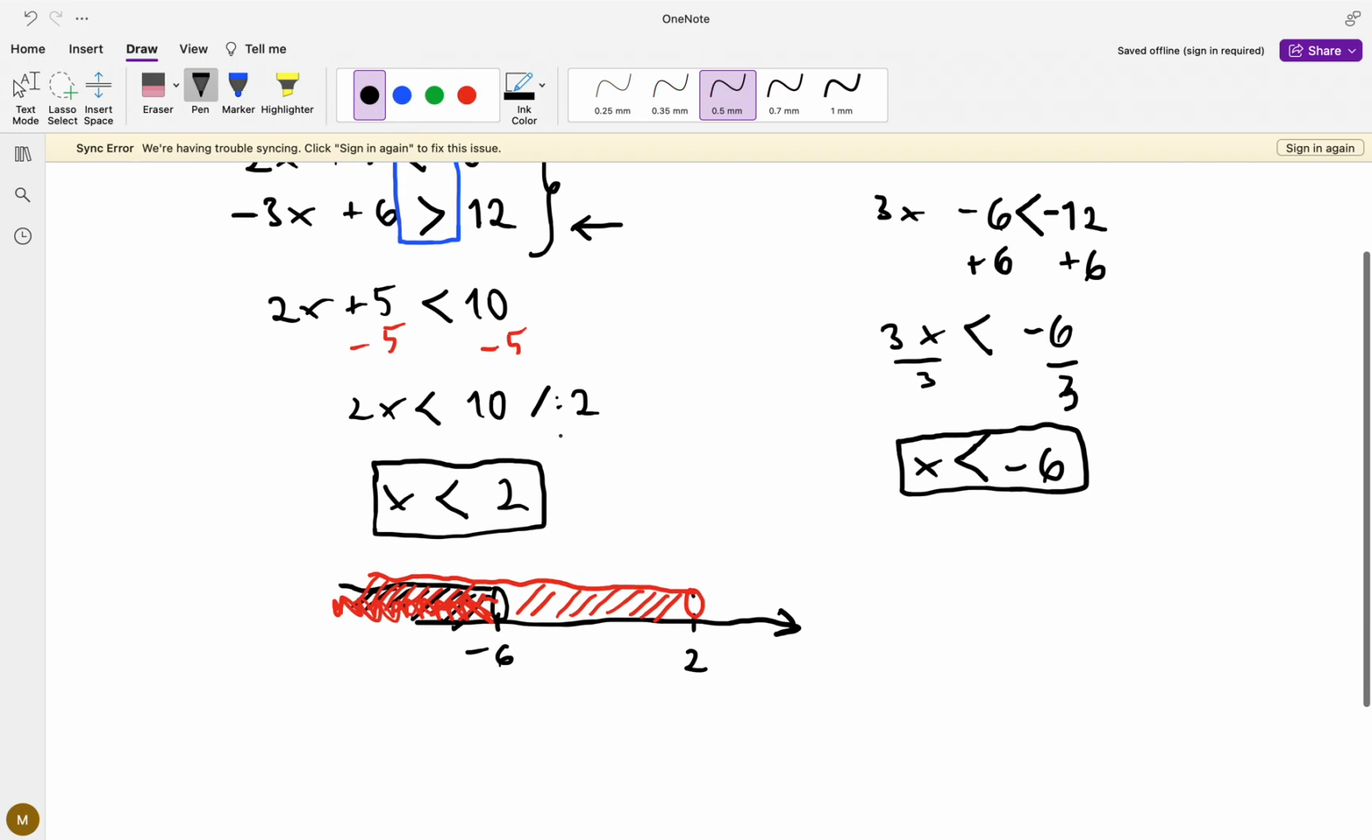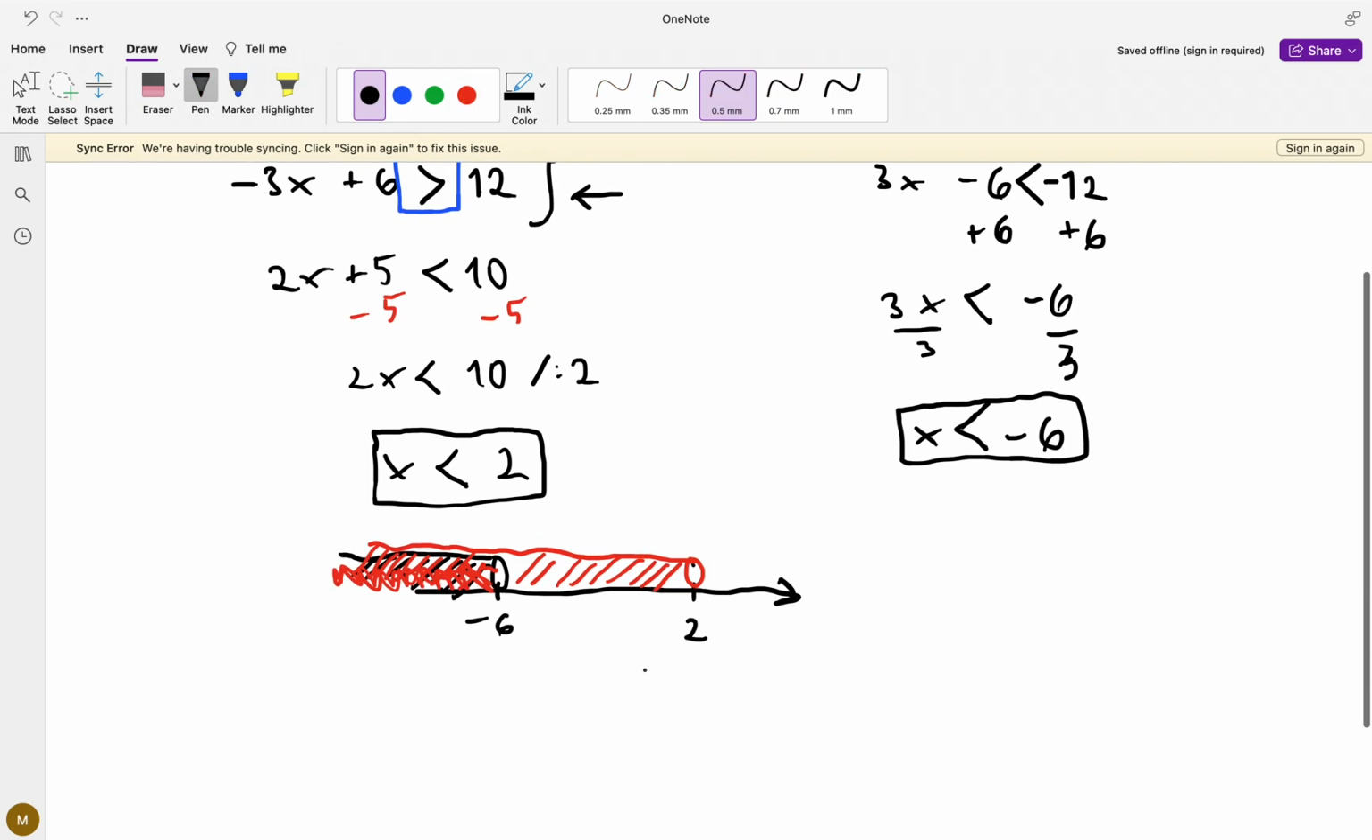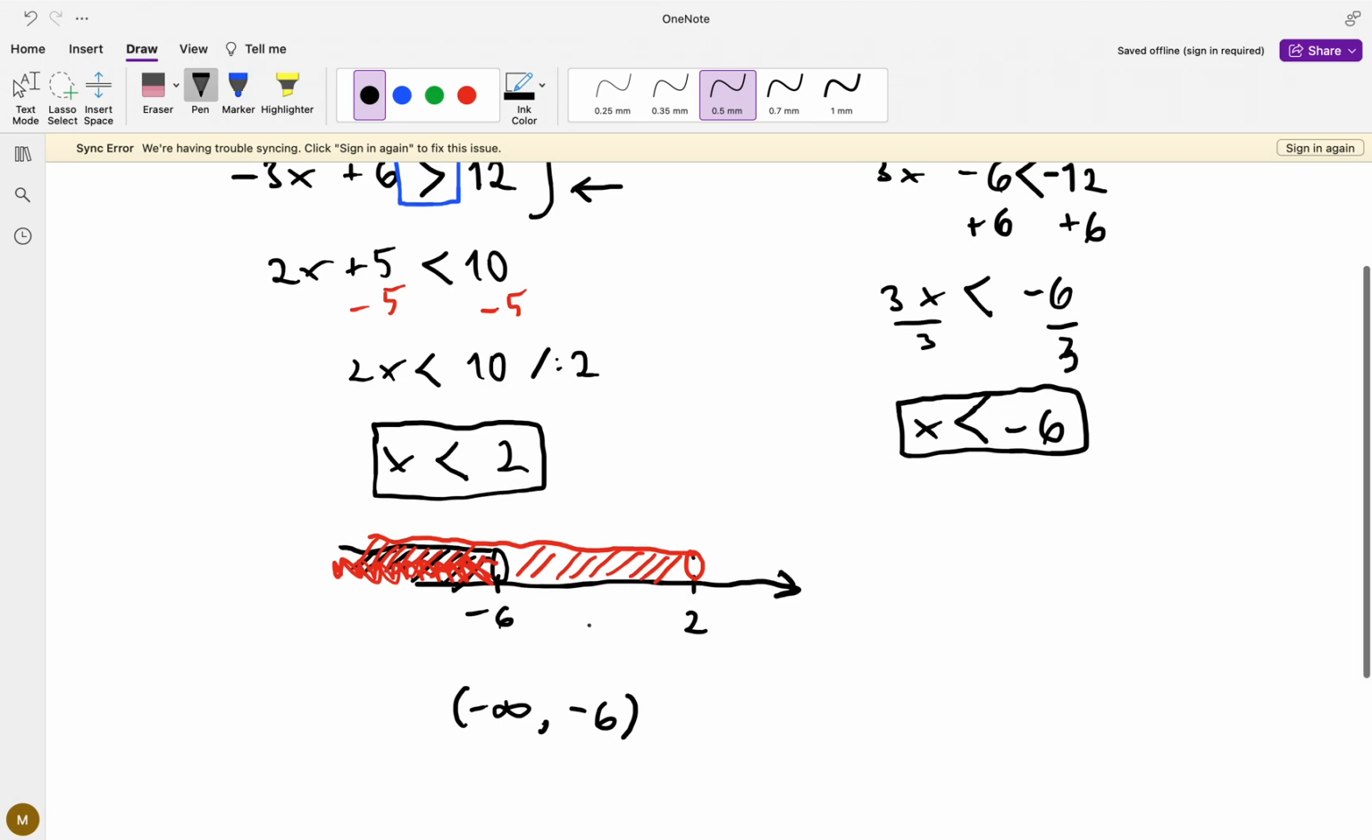So we can conclude that the solution to the system of two inequalities is between -infinity, all of the numbers less than -6, all the way up to 6. And we are going to use parentheses here because, once again, we do not have an equal sign in any of those inequalities.